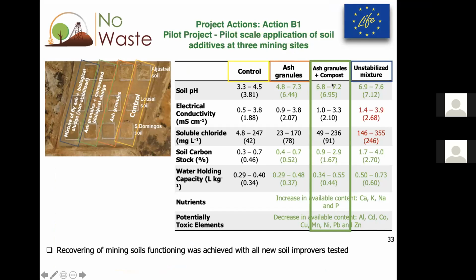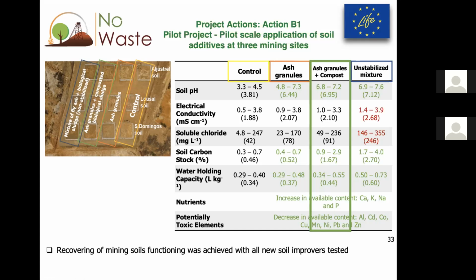From the three amendments that we used, we realized that the ash granules that we prepared with the compost had a more effective impact on soil properties that also allowed to support plant growth, as well as the development of microorganisms and organisms in the soil. We also have additional tests, which I'm not bringing to you, about, for example, the growth and reproduction of invertebrates on these soils. So basically, by correcting the soil physical chemical properties with these amendments, we were able to recover the capacity of the soil to support life, meaning life from organisms and life from plants.